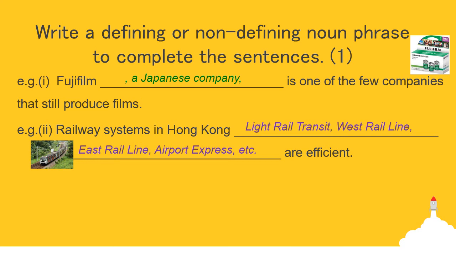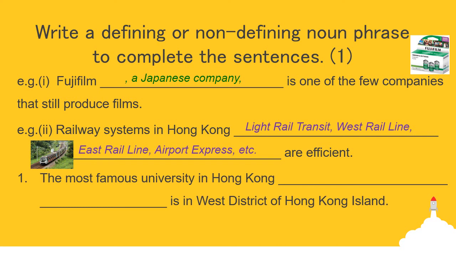And in the second sentence, railway systems in Hong Kong. So we know that there are multiple railway systems in Hong Kong. And you see the purple words, light rail transit, west rail line, east rail line, airport express. They are examples of the rail system in Hong Kong. Yet, they are very specific, actually more specific than the subject. And therefore, these examples actually, they are part of the defining noun phrase.